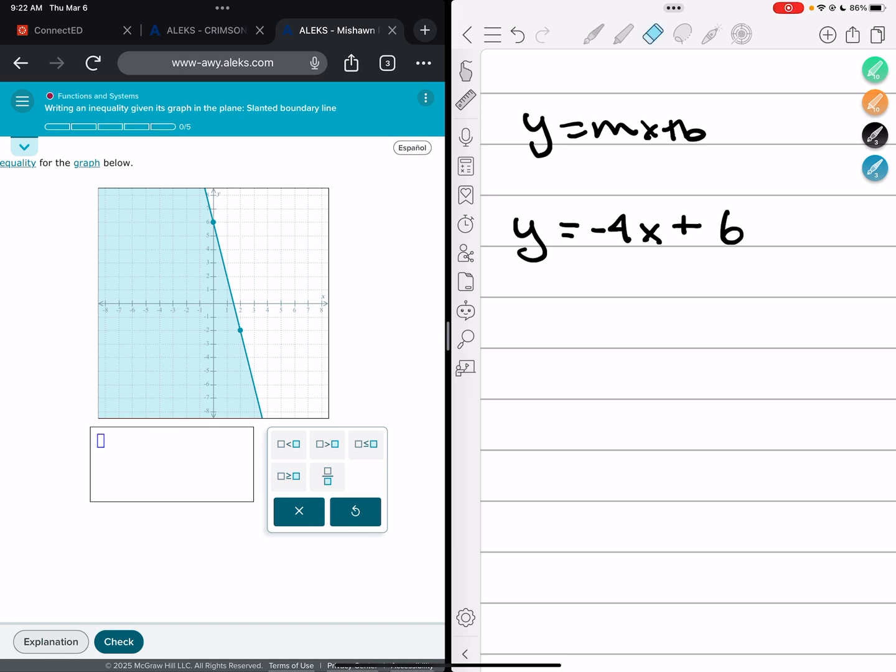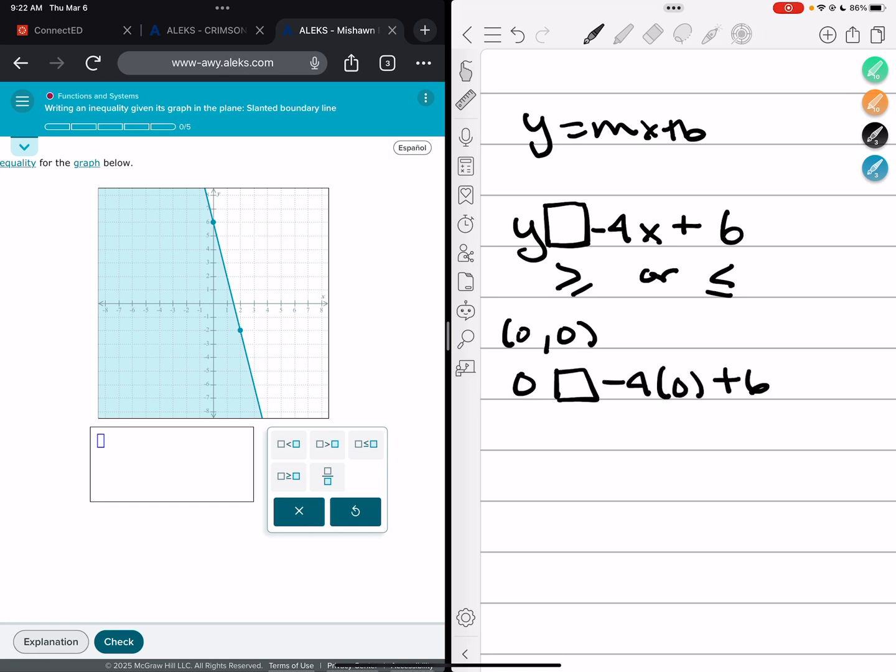Now, I'm going to erase my equal sign because I don't know what goes there. I do know it's two options. Because it's a solid line, I know it's greater than or equal to, or it's less than or equal to. To determine it, I'm going to pick a point that's in my highlighted area. So I'm going to pick the point 0, 0. If I pick the point 0, 0 and plug it in, this means I get 0 box negative 4 times 0 plus 6. When I do that and simplify it, I get 0 and 6.